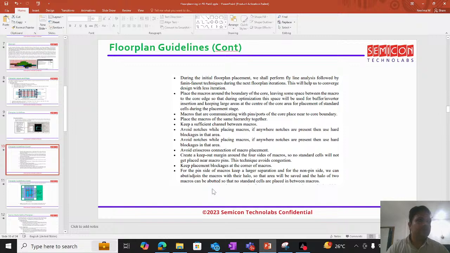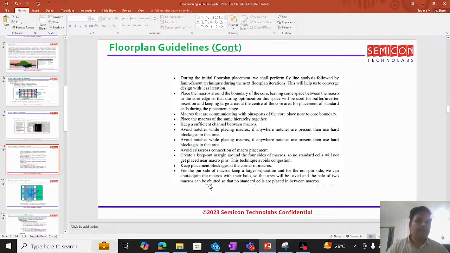So always make sure that when you receive the macros database, you cross verify whether the halos are already present inside the macros, or whether we need to create the halos outside. This will help us save on the area, because we are not additionally creating extra halos in the core area if halos are already present in the macros.